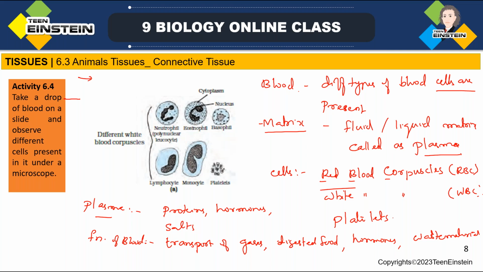Here blood is having these many functions. If it is in a rigid form, is it possible to transport all these things? No. If it is in a movable or fluid form, all these things are possible. That's why the nature of matrix, or the nature of plasma, which is a matrix, is a fluid or liquid type. Clear?